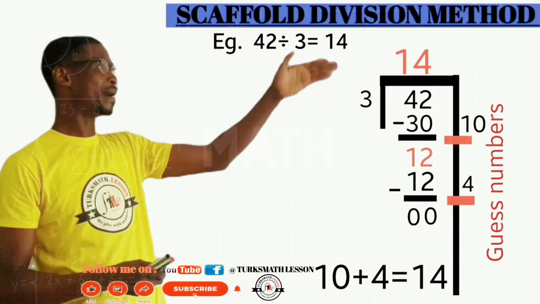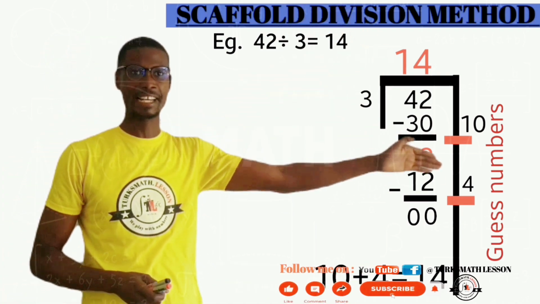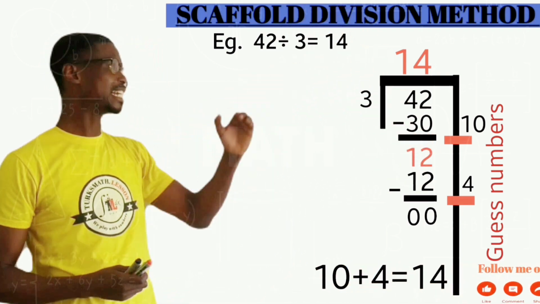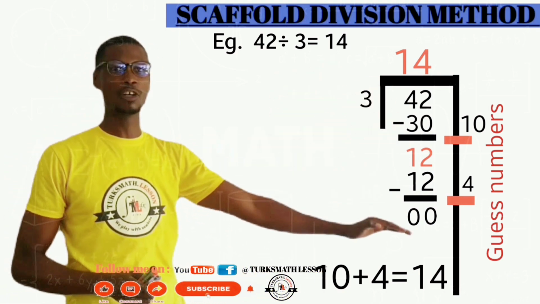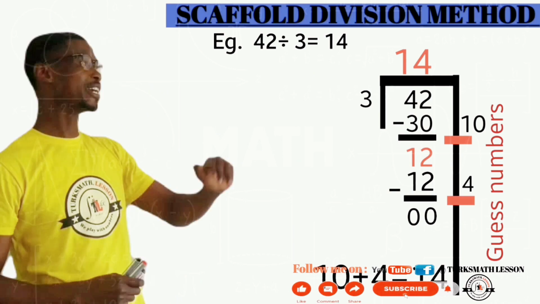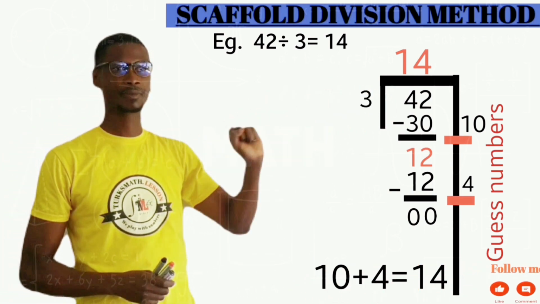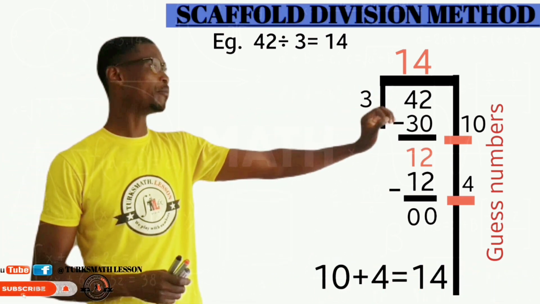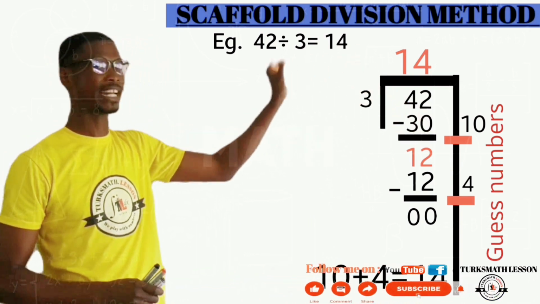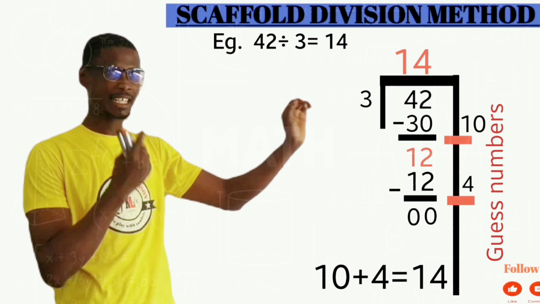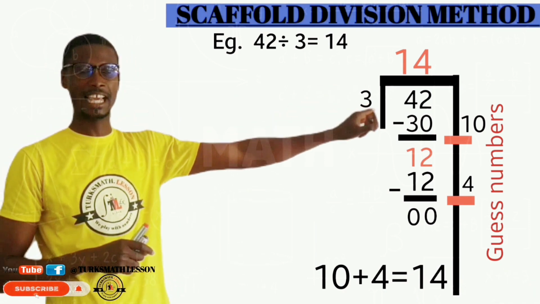Then you can see some numbers at the right side of the structure, and these numbers are 10, 4. So these numbers are known as what? The guess numbers. When I guess the number 10, then I multiply the 10 by the divisor. So 10 times 3 will give us what? 30. That is why in the slide you have 30 there.